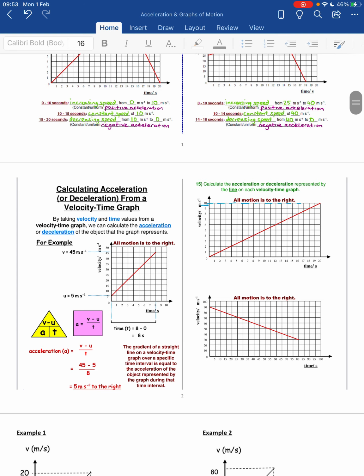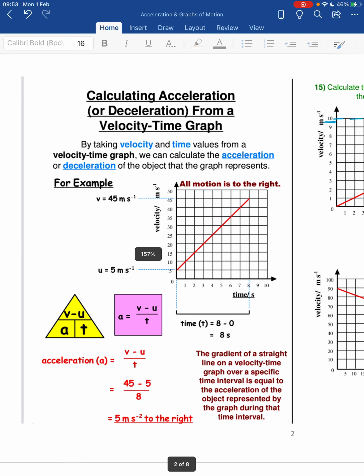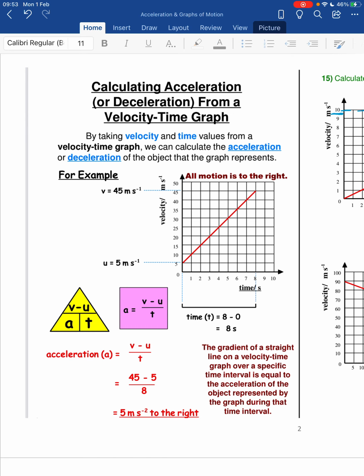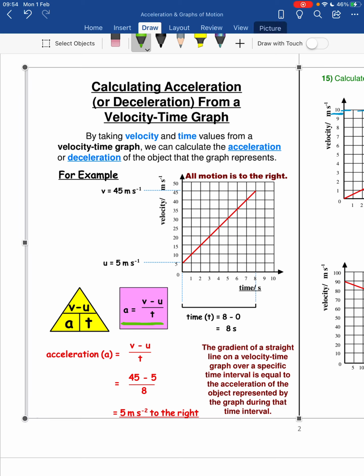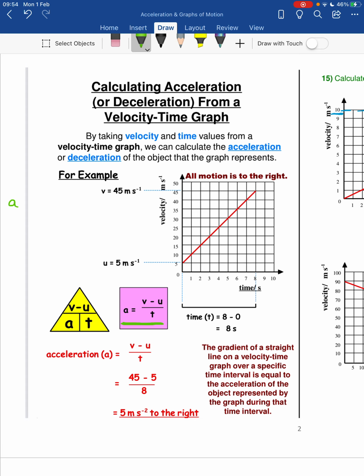You'll see on the second page, on the left hand side, it tells us how to calculate acceleration by using a speed-time graph. You'll notice from the box in the middle, it's got the equation that we've learned for finding acceleration. A equals v minus u over t. Just to recap on what those symbols mean, A is acceleration, which is measured in meters per second squared, m/s squared.